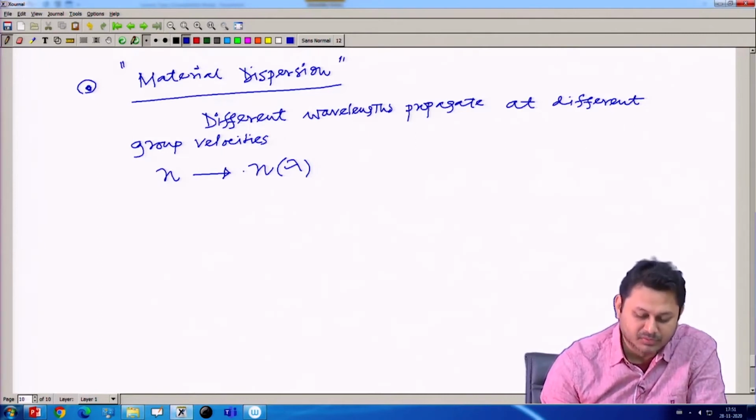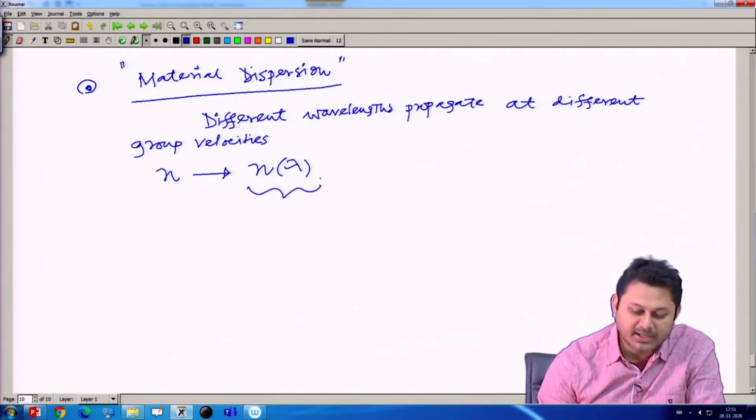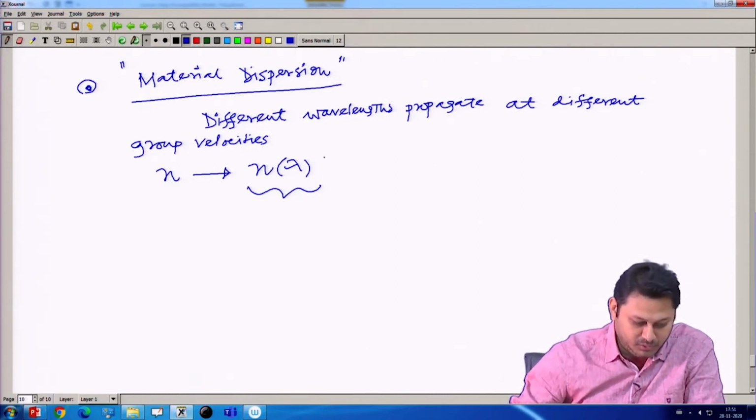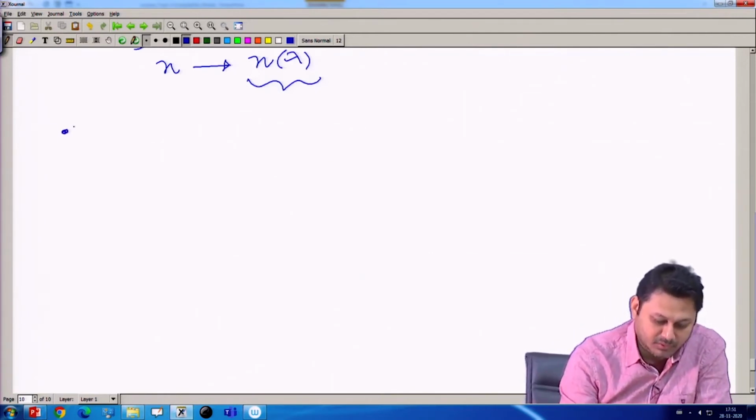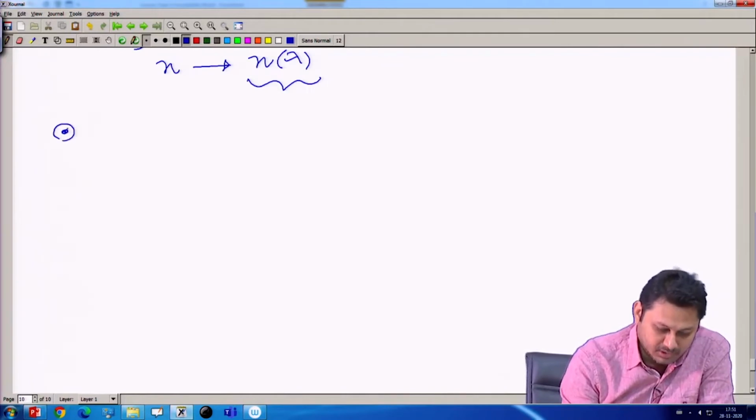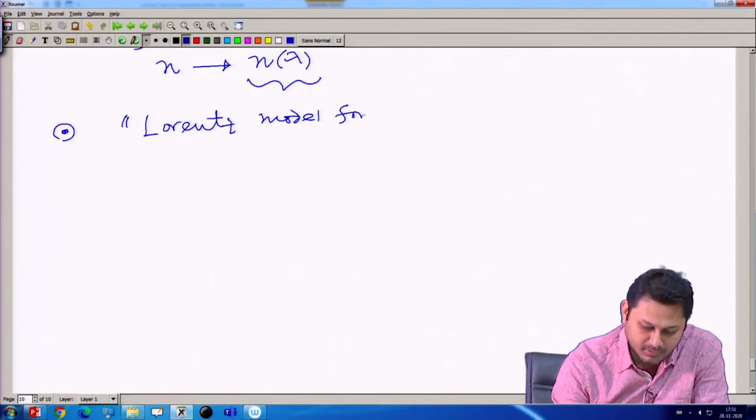So, that we are going to explore in a more detailed manner, but before that we need to find out how n is a function of lambda, what is the functional form, and in order to do that we are going to refresh the Lorentz model for dielectrics.